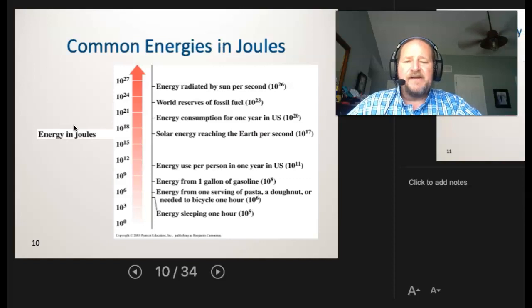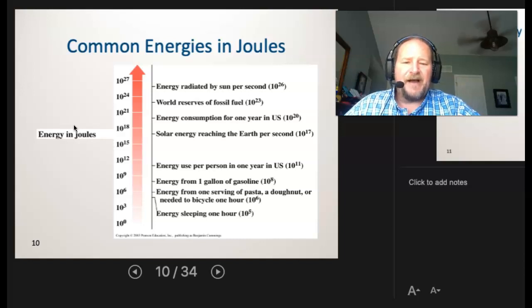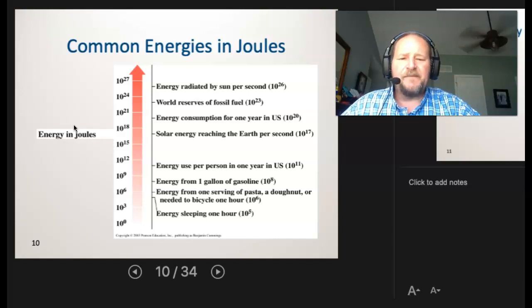All right, so some common energies in joules. You don't need to memorize any of these. I typically put this in here so when we're in a live class, we can talk a little bit about this unit because a lot of us are not familiar with heat units. So we're not used to joules, we're not used to calories, we don't understand their magnitude.